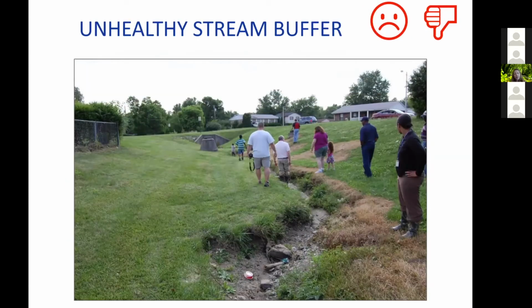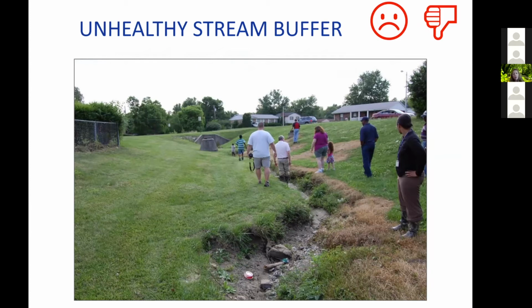So unfortunately, this one is an unhealthy stream buffer. Obviously, this is a more urbanized stream, and lots of things going wrong with this stream. One, we have litter in the stream, and sometimes that's just a function of being in an urbanized area. Unfortunately, an adjacent landowner decided that they didn't like having to mow the stream, so they utilized a glyphosate product and killed all of the vegetation along the stream.